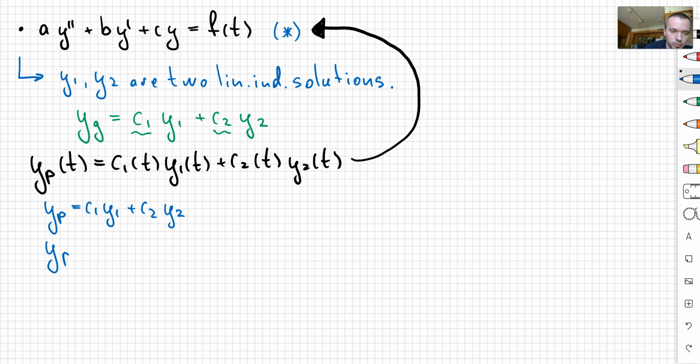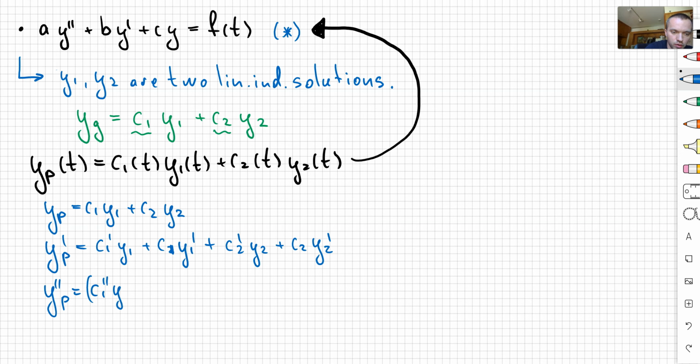So the first derivative is going to be y particular prime is equal to c1 prime y1 plus c1 times y1 prime. For the second one, it is going to be c2 prime y2 plus c2 y2 prime. Okay, and what about the second derivative? I'm going to obtain c1 double prime y1 plus c1 prime y1 prime, using the product rule for the first term over here. And you can see I can do the same for the other three terms, and I'm going to get this expression over here.